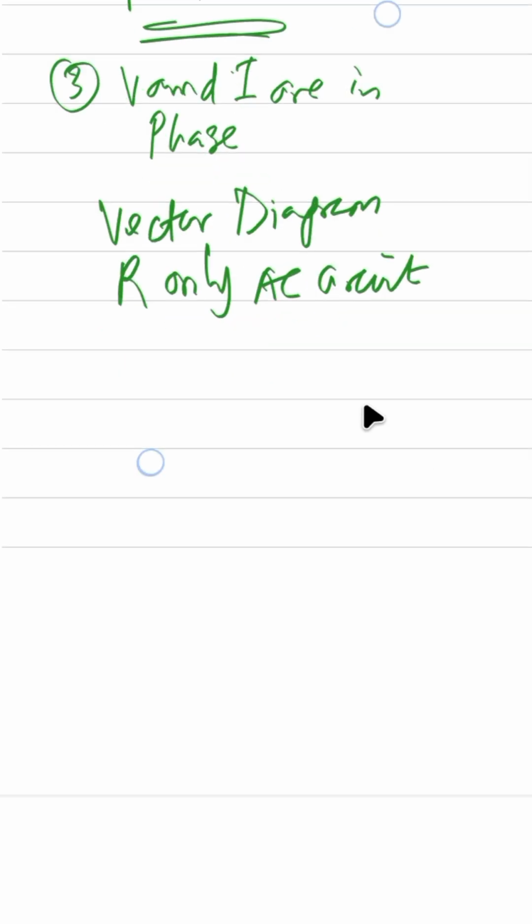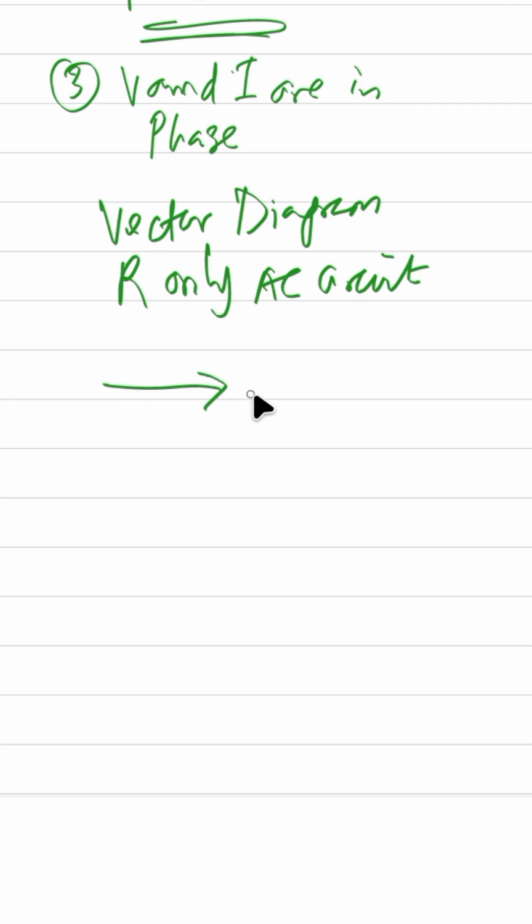If you draw it like this, see how it will be. The voltage is going like this. The current too is going in that same direction. So this one can be current I, and this one is voltage. Two of them are in the same direction. That's because no one is leading or lagging the other one.